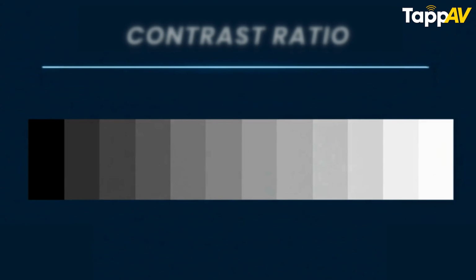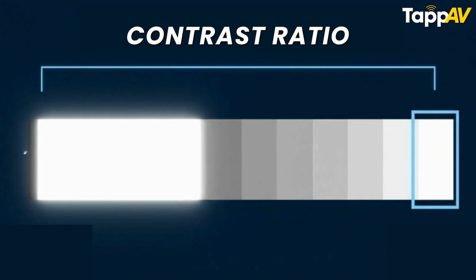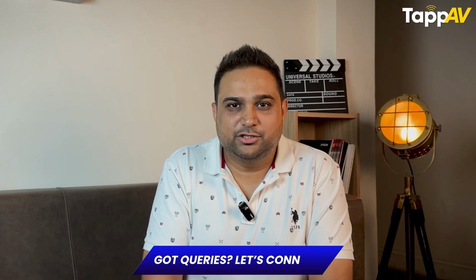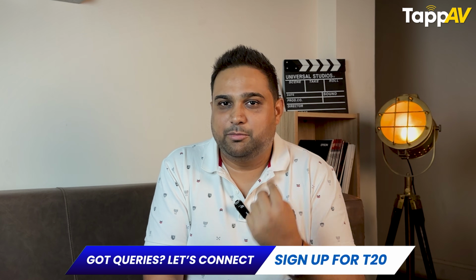Now let us first understand what exactly is contrast ratio. In very simple language, contrast ratio is the distance between the purest, brightest white and the darkest black on the screen. But wait a minute, here's a fact. A lot of brands use different ways to measure this contrast ratio. And there are two primary ways, native contrast and dynamic contrast.